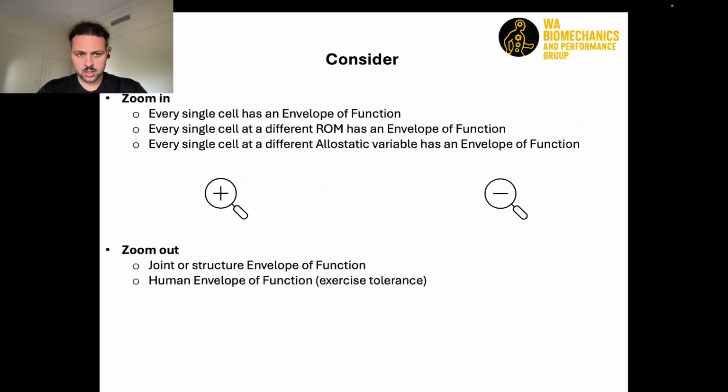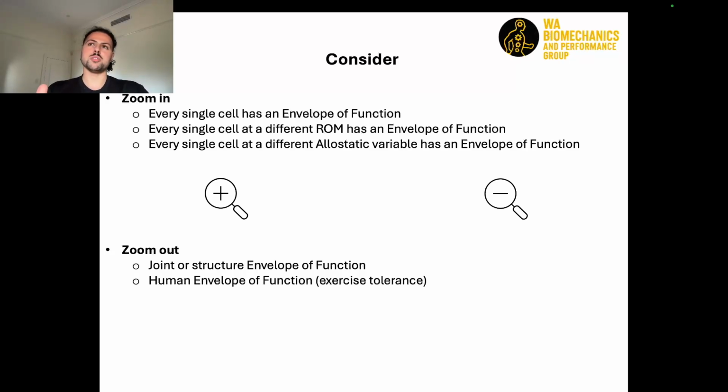Okay, so then lastly, this envelope of function, you technically could zoom in really far with it. You could think every single cell has an envelope of function. You could think every single cell at a different range of motion has an envelope of function if we're thinking musculoskeletal system. I heard Jason Turi would say every single blood vessel cell has an envelope of function. It's not just musculoskeletal. Every single cell at a different allostatic variable then has an envelope of function.